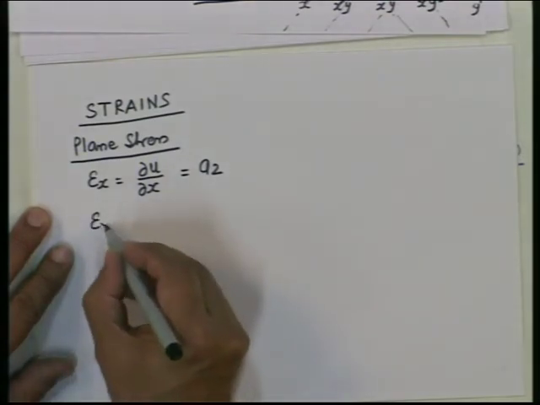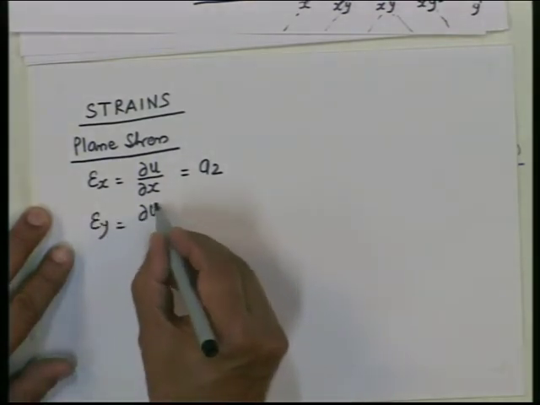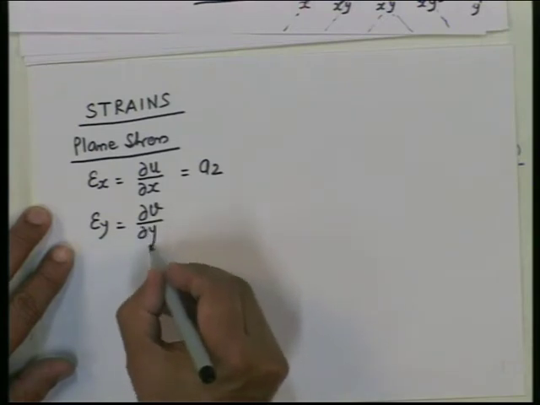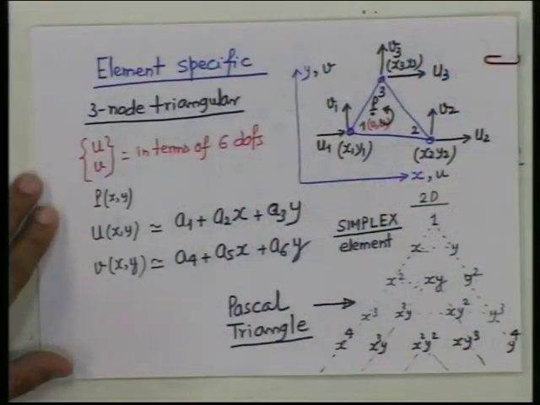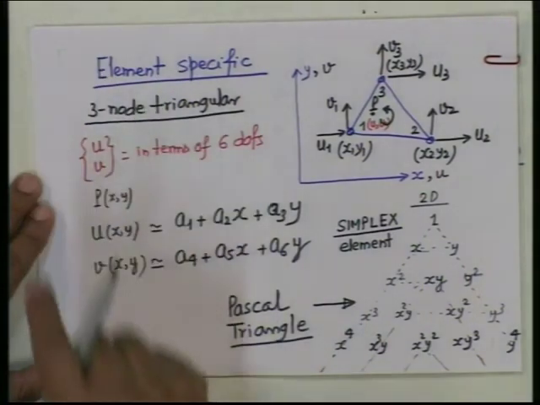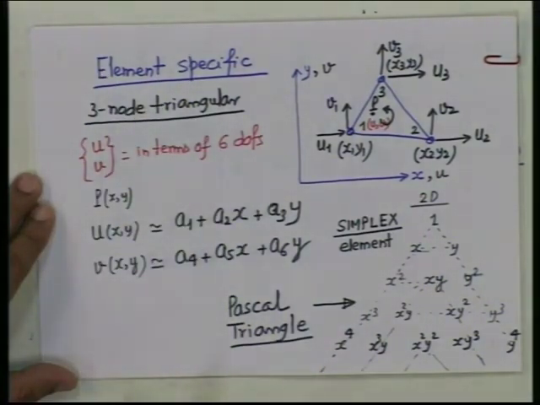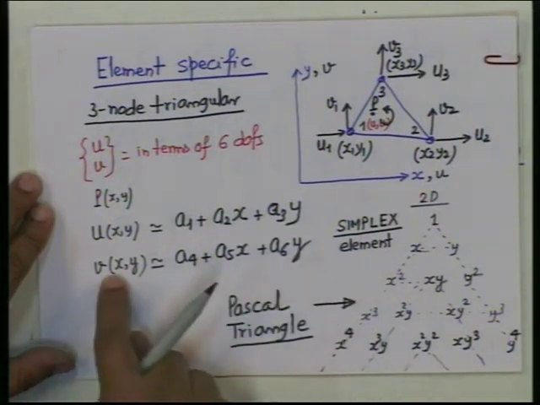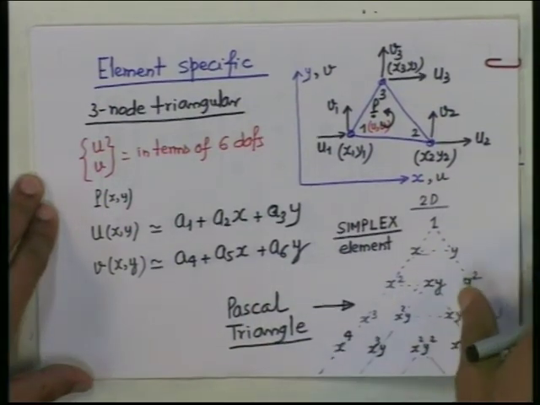Epsilon y is dv by dy. What is dv by dy here? The good thing about this recording is that the sequence is recorded, so even if something has gone out of the display, it can be brought back. So dv by dy is a6, and a6 also is a constant.